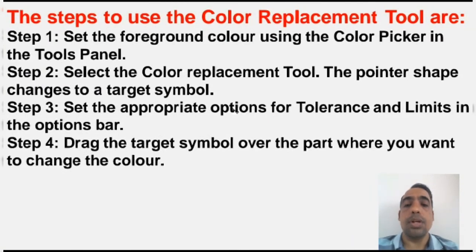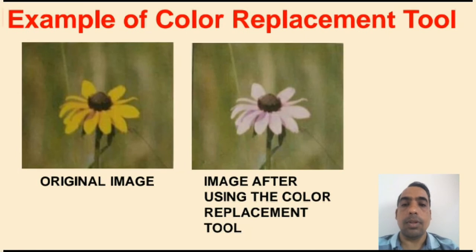The steps to use the color replacement tool are: Step 1. Set up foreground color using the color picker in the tools panel. Step 2. Select the color replacement tool. The pointer shape changes to the target symbol. Step 3. Set the appropriate option for the tolerance and the limits in the option bar. Step 4. Drag the target symbol over the part where you want to change the color. Now you can see the example of color replacement tool.